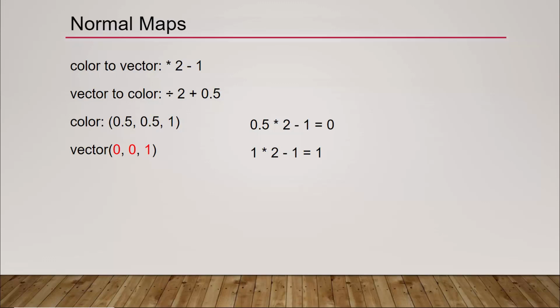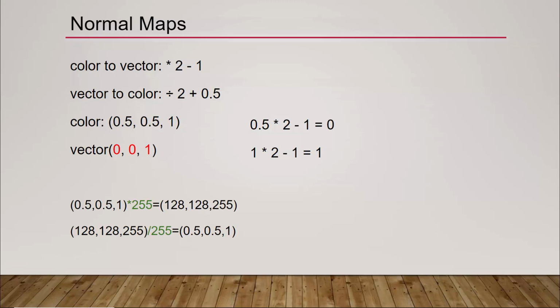Okay, and then the color values in most image programs go from 0 to 255 instead of 0 to 1. So to convert between these two color types, you either divide by 255 or multiply by 255.